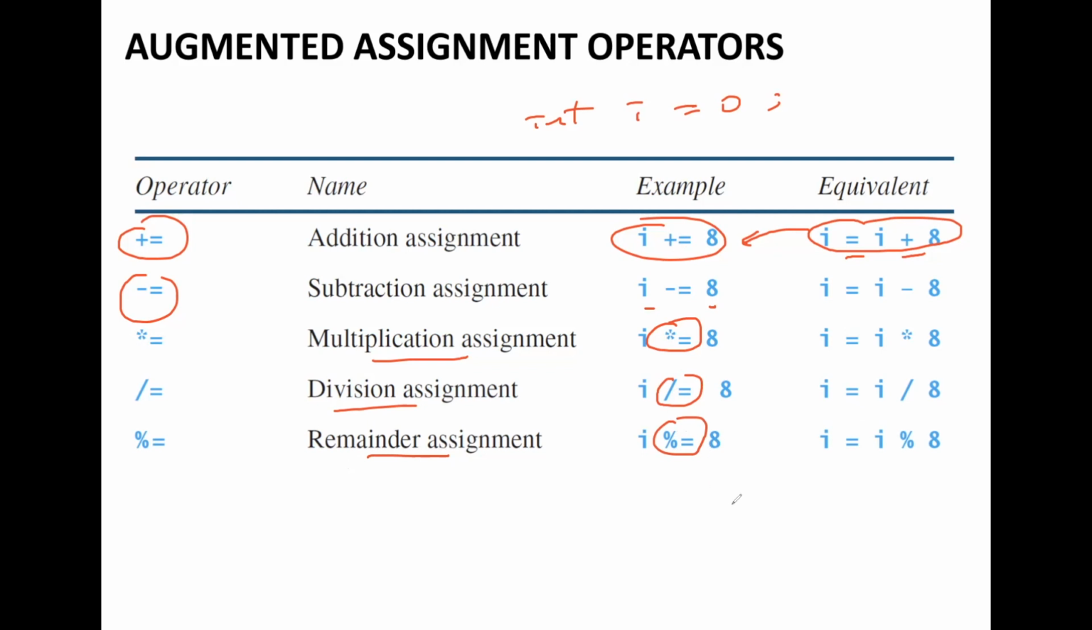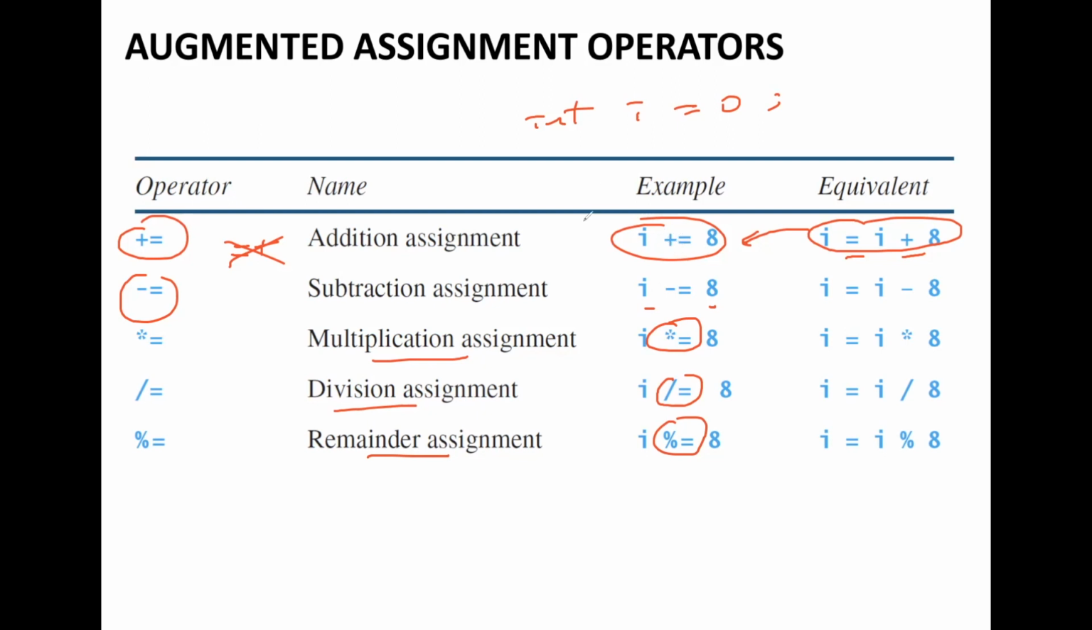Note the conventions here. You would not write, for example, addition assignment with equals plus. This is not syntactically correct. So note the equal sign being on the right side. Addition, subtraction, multiplication, division, and remainder operators will be on the left side of this shorthand writing.